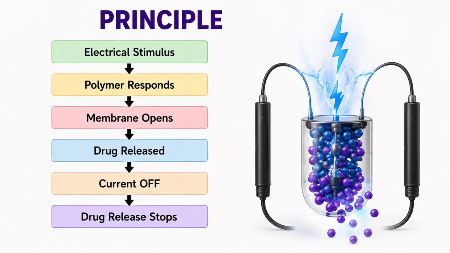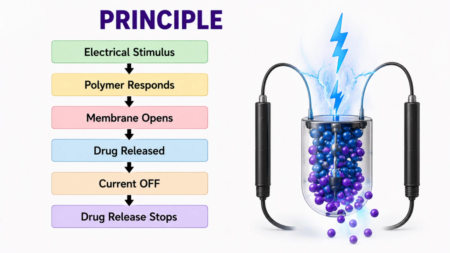What is the principle involved? This is the heart of today's topic. Inside the device, there is a conductive polymer or electro-responsive hydrogel. When electricity is applied, what will happen? The polymer changes its structure, the membrane will open and the drug comes out. When electricity is removed, the membrane closes again, so the drug release stops.